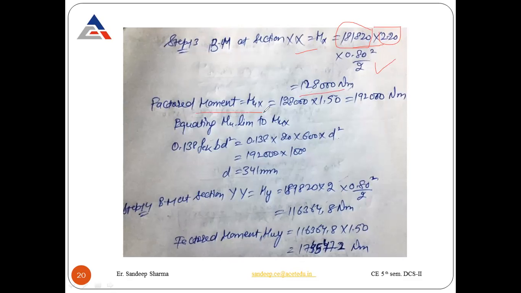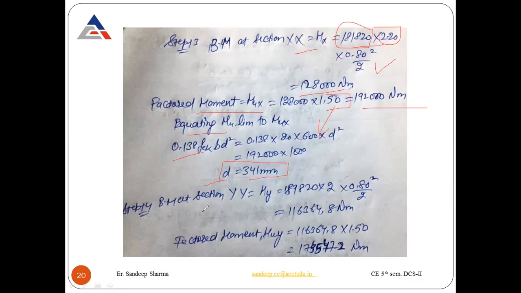Now the factored moment, multiplying with the partial safety factor, this is the factored moment along the x-axis. After equating the limiting moment to the ultimate moment, 0.138 fck b d square, along this side B we have 600, and d we need to calculate. This one is the effective depth. After calculating this, we get 341 mm. So along the x-axis we have effective depth of 341 mm.